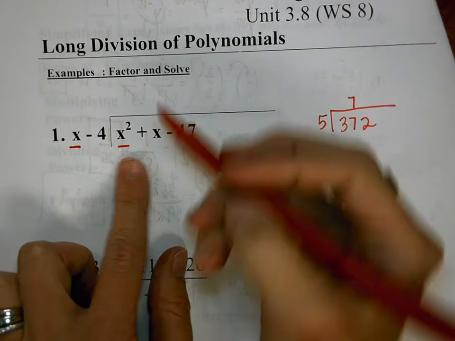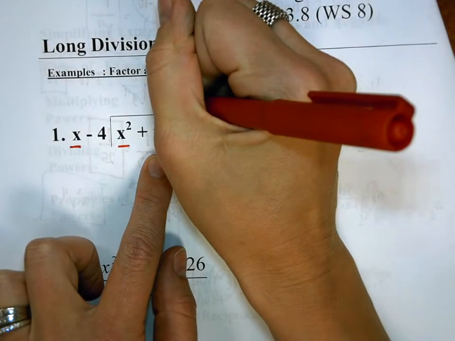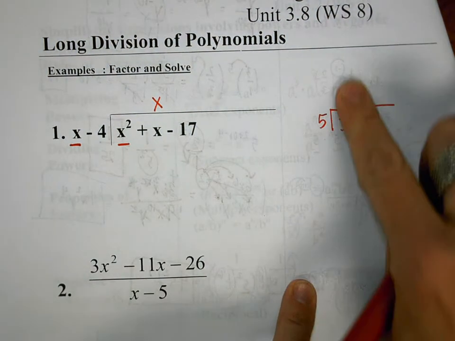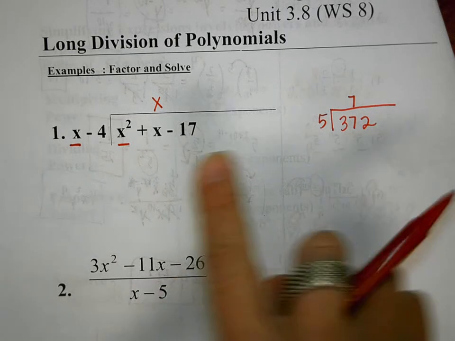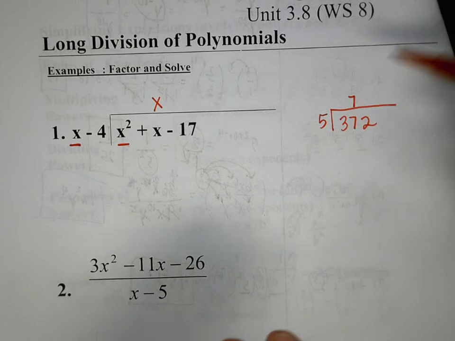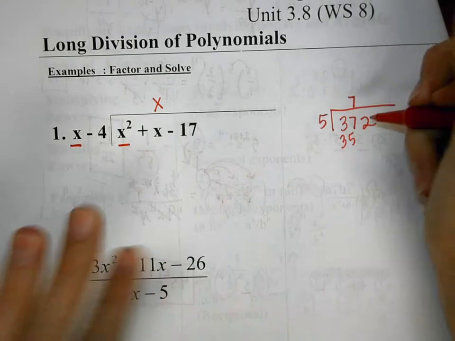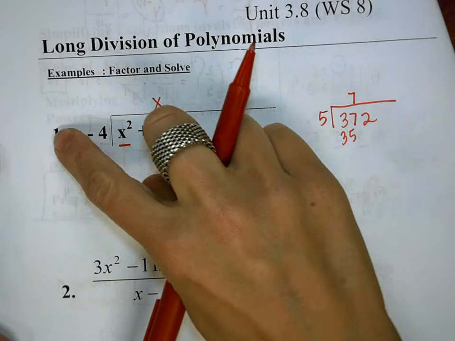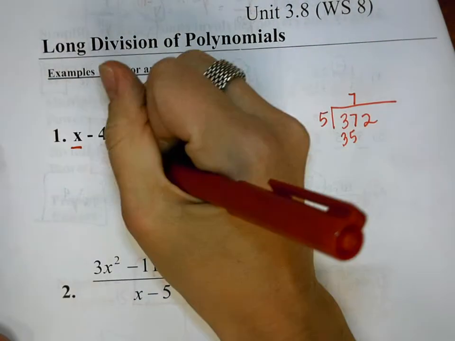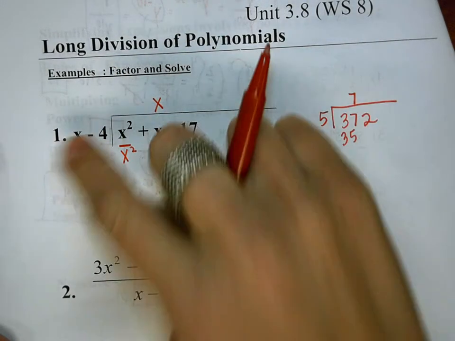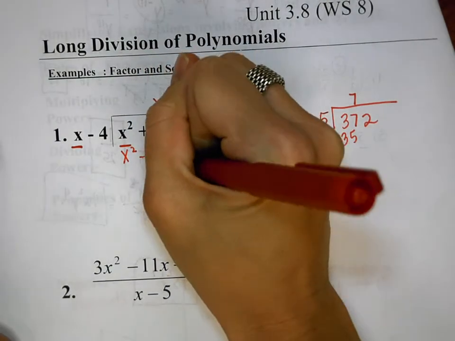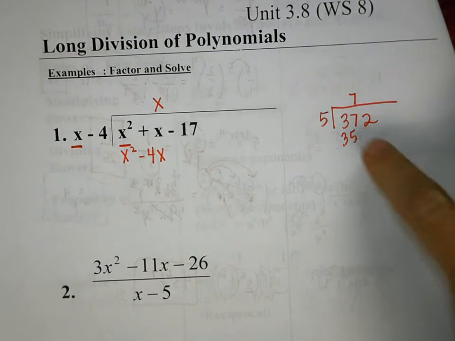Now what you want to do is line it up with the like term. So since I decided it was x, I'm lining it up over the x, just like I lined the 7 up over the 37. Okay? So now at this point, we would go 5 times 7, and what is 5 times 7? 35. Okay, so on this one we're going to go x times x and x times negative 4. So what is x times x? X squared. And what is x times negative 4? Negative 4x.